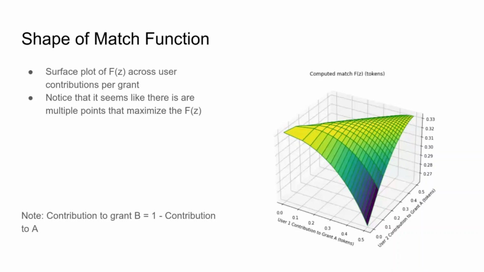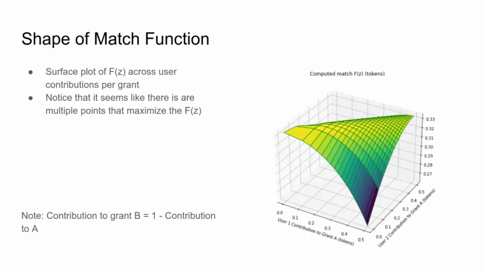We get this cool surface plot where it looks like there's actually a bunch of optimal points along the top of this curve, and it's a little bit weird if you look at the x-axis. It says user 1 contribution to grant A, user 2 contribution to grant A. So at the 0, 0 point, it looks like that's the maximum match. And it turns out that it is. This is the part to wrap your mind around a little bit. It turns out that it is because the contribution to grant B is 1 minus the contribution to grant A. So this goes back to the column permutation that Andrew had talked about in his last slide.